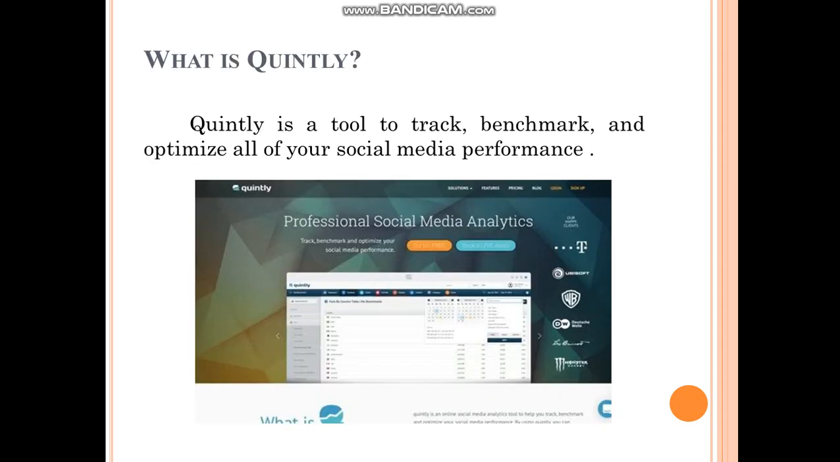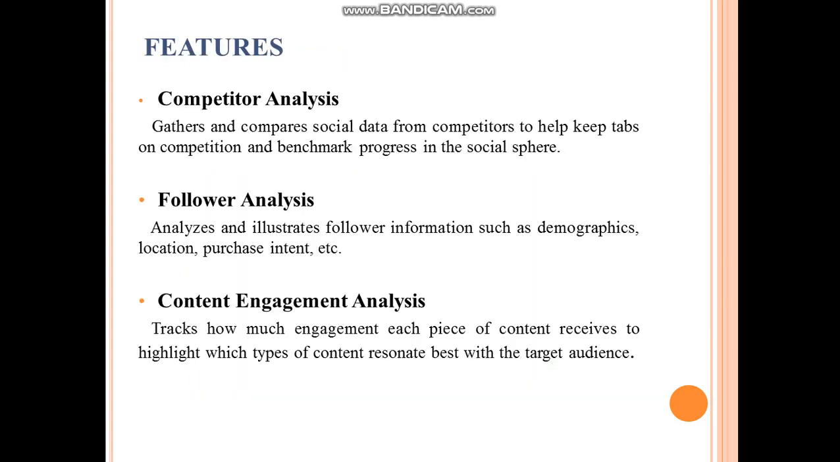So now talking about Quintly. Quintly is a tool to track, benchmark, and optimize all of your social media performance. Taking the example of Facebook analytics, it can track your fan metrics, it can track your competitors, as well as manage all your pages on Facebook, and it gives an insight into all your pages on one site. Along with that, it also benchmarks your social media performance. So all this is about the Quintly definition.